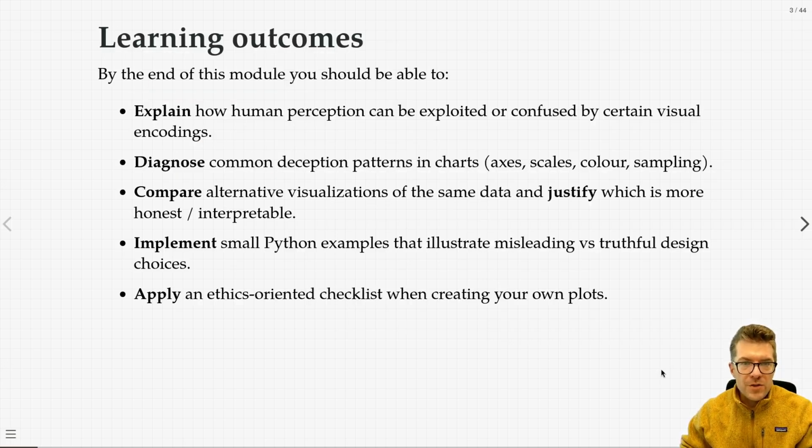By the end of this module, you should be able to explain how human perception can be exploited or confused by certain visual encodings. You'll be able to diagnose common deception patterns in charts. You'll be able to compare alternative visualizations on the same data and then justify which one is more honest or which one's more interpretable. You'll be able to implement small Python examples that illustrate misleading or truthful design choices. And you'll be able to apply an ethics-oriented checklist when creating your own plots.